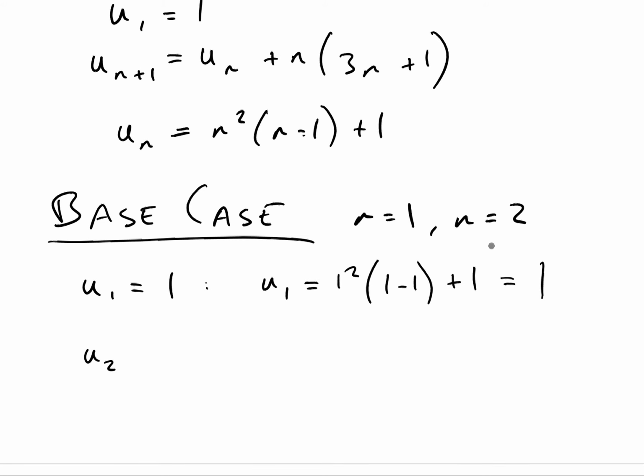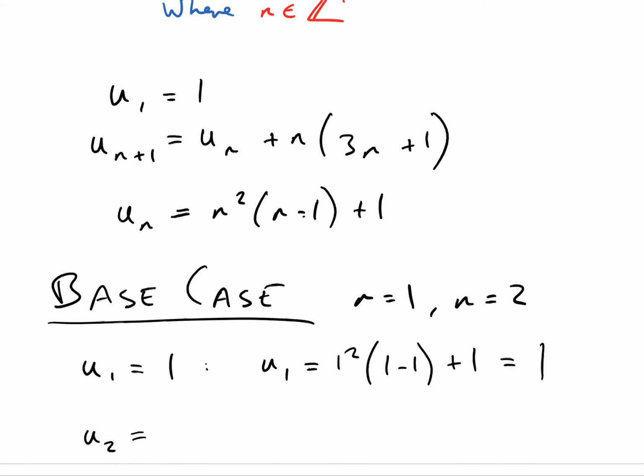We don't know what u2 is at the moment, so we need to work it out using this formula here. We've been told that this is true, so we need to do a little bit of work. I'm going to write u2 as u1 plus 1 first, because then you can see that n equals 1. So u1 plus 1, that's going to be the same as u2.